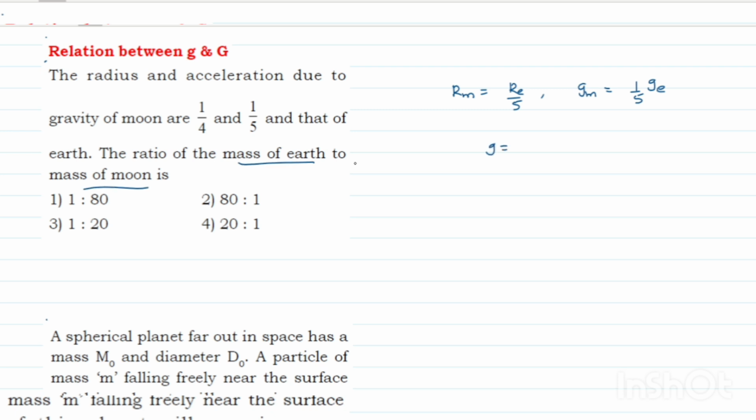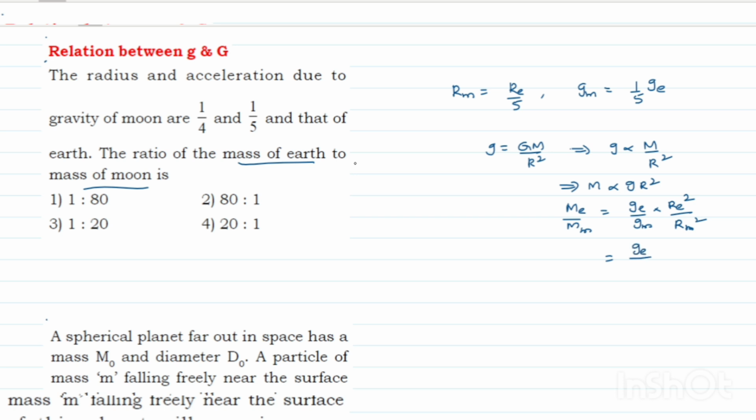The relation between small g and capital G will be g equal to GM by R square. So here you can take the ratio of the mass of the earth to the mass of the moon. Now G is a constant value. Here you can relate g, which is directly proportional to M by R square, so M is directly proportional to g into R square. Mass of the earth to the mass of the moon will be equal to g on earth to g on moon into radius of earth whole square by radius of the moon square.